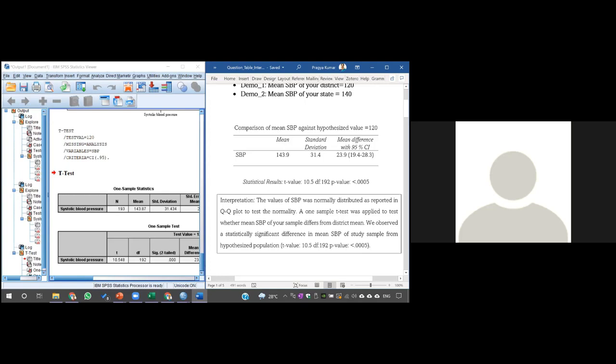Okay, can you see the values of systolic blood pressure? Yes, ma'am. The systolic blood pressure was normally distributed as reported in the QQ plot to test the normality. A one sample t-test was applied to test whether the mean systolic blood pressure of your sample differs from the district mean. We observed a statistically significant difference in the mean systolic blood pressure of the study sample from the hypothesized population. T-value 10.5, degree of freedom 192, p-value less than 0.005.